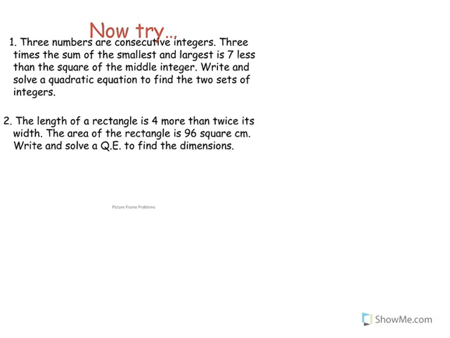So let's talk about the first one. I've got my 3 consecutive integers, so I'll keep it simple with x, x plus 1, x plus 2. And I'll set up another place here to put the second group.